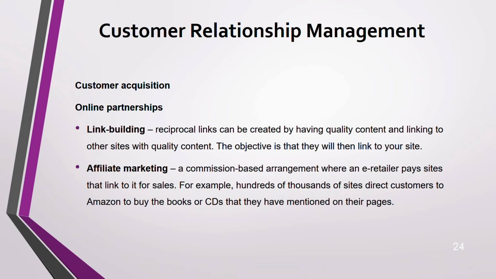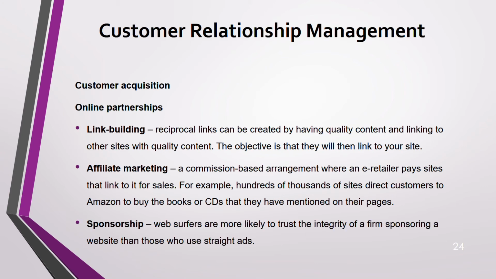Affiliate marketing. What is it? It's a commission based arrangement where an e-retailer pays sites that link to it for sales. For example, Amazon does this. If you promote their product on your channel through your link, some percentage of the sale that Amazon makes will go to you. Let's say you have mentioned a book from Amazon on your site. Because of that, you will get some commission from the sales they make. That is known as affiliate marketing. You are marketing Amazon's product, but you are also getting the benefit, some commission.